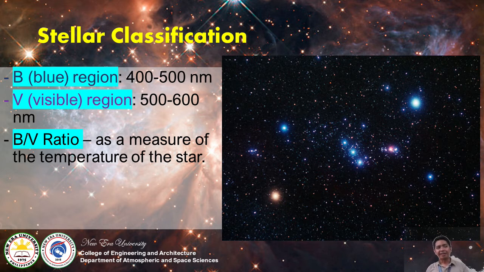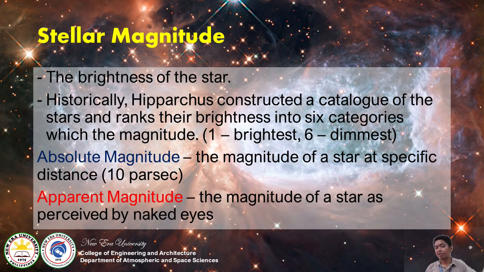Now, if we get the ratio of that, or the B over V ratio, we can determine the temperature of the star by just getting the ratio of their brightness. Now, since I am talking about the brightness, I introduce you to the stellar magnitude. The stellar magnitude is basically the brightness of a star. And this stellar magnitude has no units. Okay, so it is basically numbers. But these numbers extend from negative infinity to positive infinity. Okay, so that will depend on the brightness of the object.